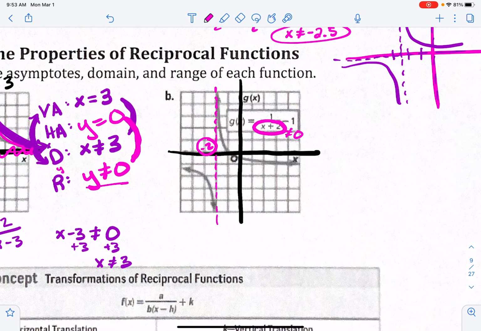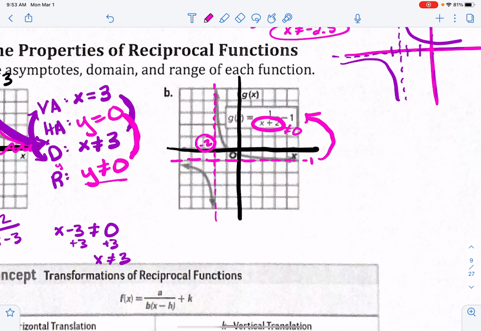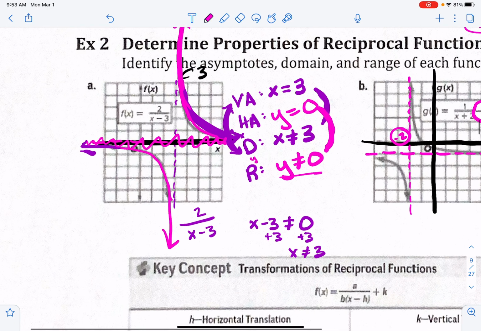But my HA is not at 0. It's shifted down a little bit, okay? It's shifted down at -1. Well, what in the function tells me that it's going to be at -1? This number right here says that it's shifted down 1, and it's down at -1, okay? This graph over here did not have anything added or subtracted onto the end, so the HA stayed at 0.